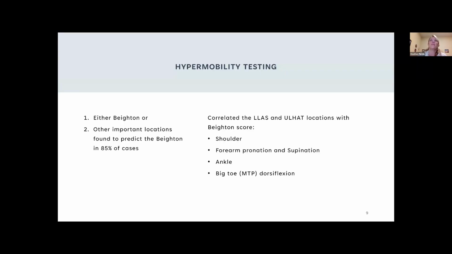So the joints that they pulled out, so that they could make it a quicker screening than doing 12 uppers and 12 lowers, were the shoulder, forearm pronation and supination, which is flipping the forearm over and back. They said the ankle, but they didn't clarify if it was dorsiflexion or inversion and eversion or both. And then they did say big toe MTP, which is the big joint of the big toe, dorsiflexion, so going up toward the ceiling.